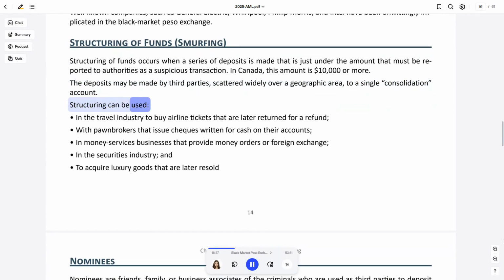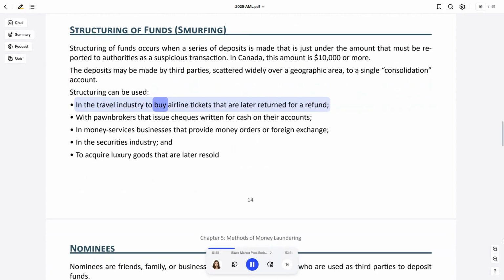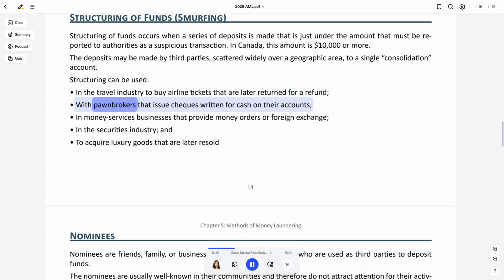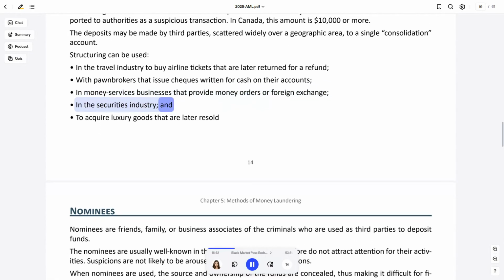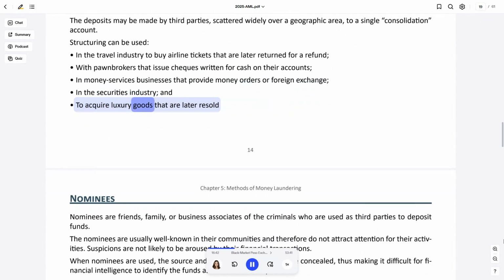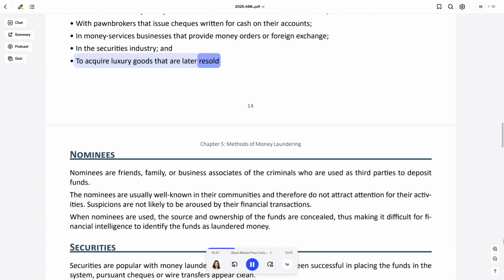Structuring can be used in the travel industry to buy airline tickets that are later returned for a refund, with pawnbrokers that issue checks written for cash on their accounts, in money services businesses that provide money orders or foreign exchange, in the securities industry, and to acquire luxury goods that are later resold.